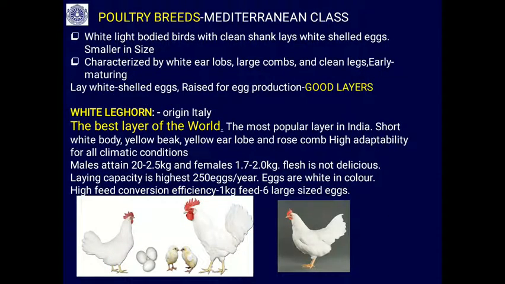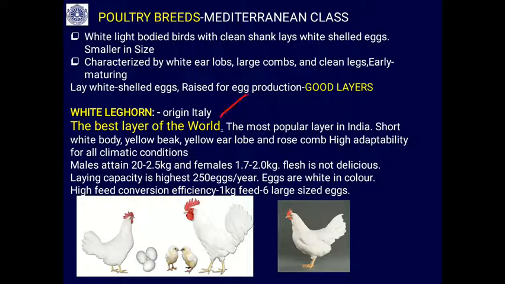The last one is the Mediterranean class. They were developed near the Mediterranean Sea in the coastal region. They are good layers. The world class layers are from the Mediterranean class. They have a white body color and a clean shank, and lay white shelled eggs. They are characterized by white earlobe, large comb, clean legs and early maturity. Within 5 months they become sexually mature, so that they can start laying eggs. They are good layers, you can see.